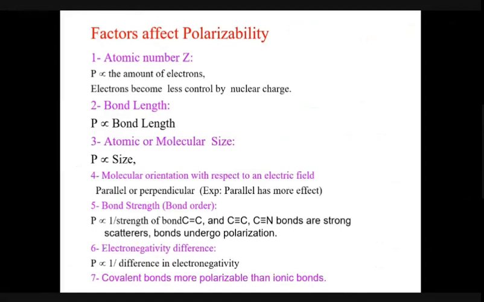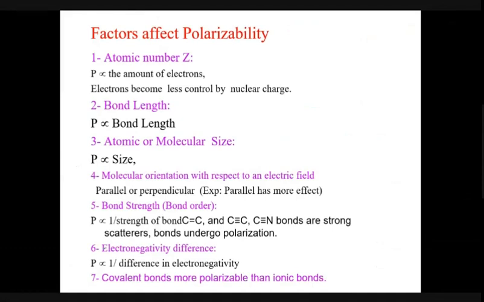Then second comes bond length. Polarizability is directly proportional to bond length. So the more the bond length, the more is polarizability. When will the bond length be larger? When the atom is large or the participating functional groups are large. Polarizability is again directly proportional to the size of the molecule here we are talking about. Then molecular orientation with respect to the electric field, parallel or anti-parallel, will also affect it.